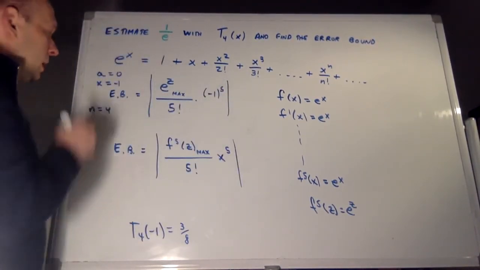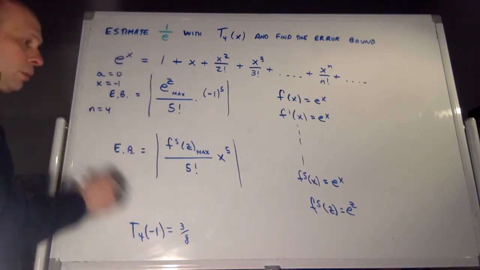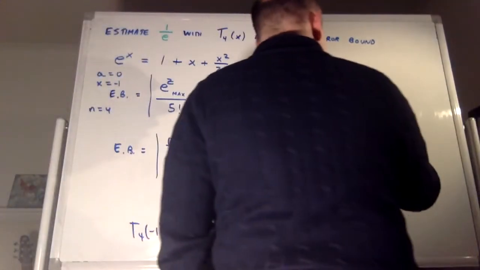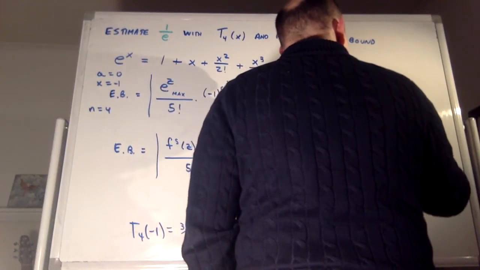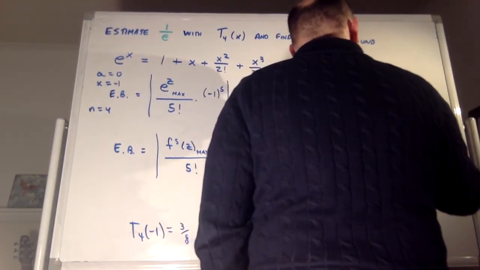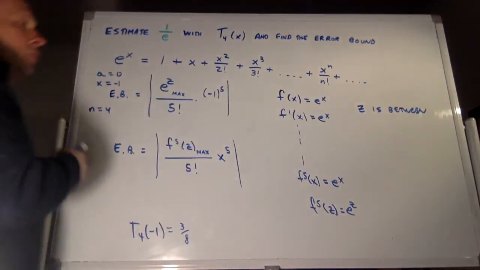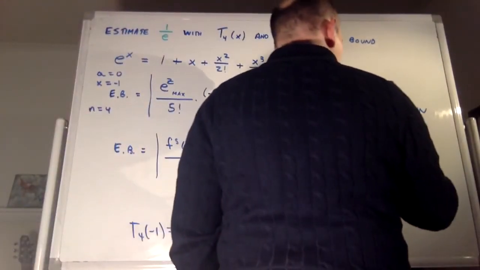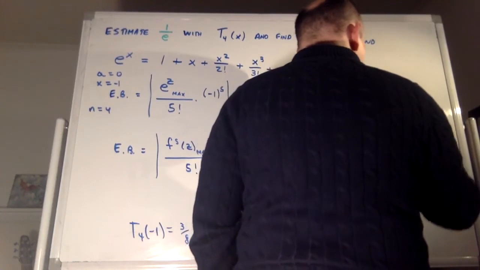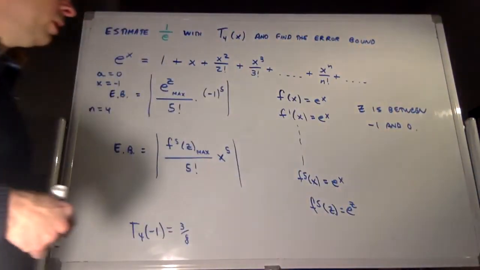Okay, so z is between these two guys, right? So we need to recognize that. So I'll write it over here. z is between a and x. Again, we're centering at 0. x here is negative 1. So z must be between negative 1 and 0. So we're going to choose a value in that range from negative 1 to 0.